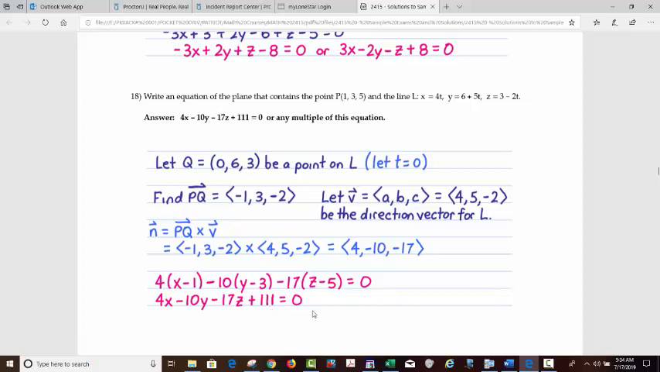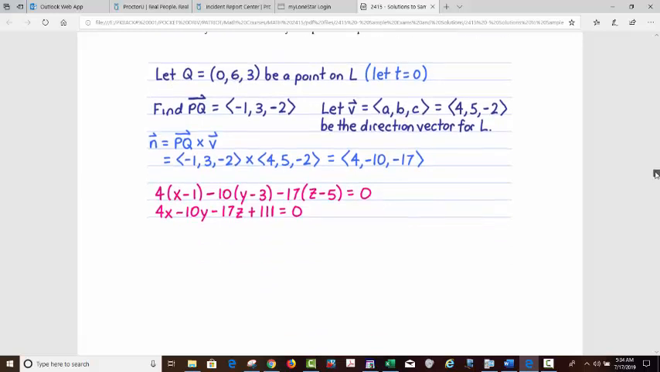So once again, the 111 could be on the other side. They could have said equal to negative 111. That would have been fine. And then there we go. So once again, look for the opposite signs or anything like that when you're matching answer choices. Just in case. Very good.